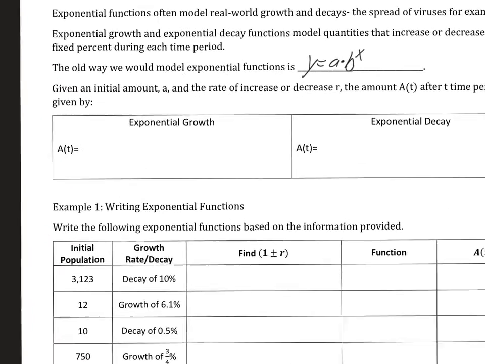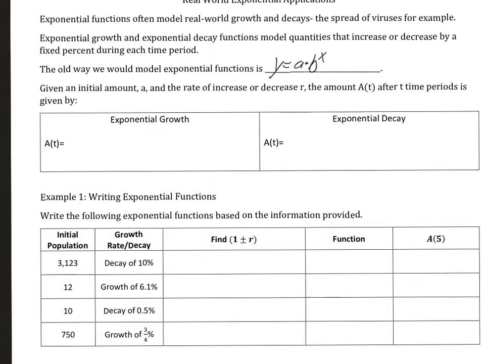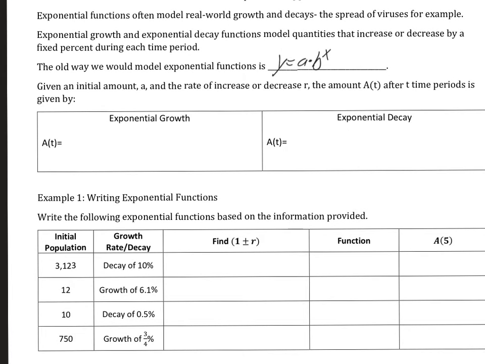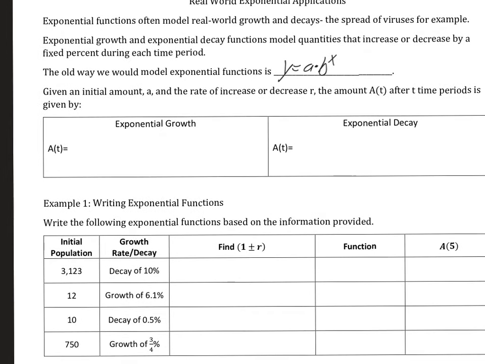Given an initial amount a and the rate of increase or decrease r, the amount a of t after t time periods is given by, well, we're going to write that it is a(1 plus r) to the t. So one more time, a(1 minus r) to the t.